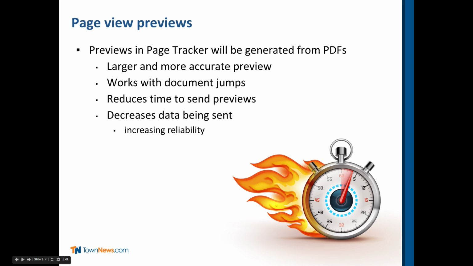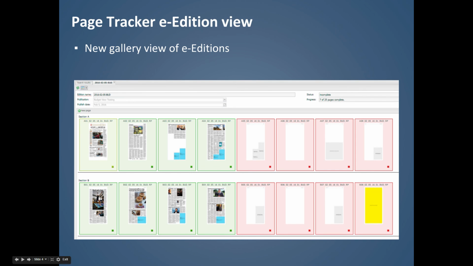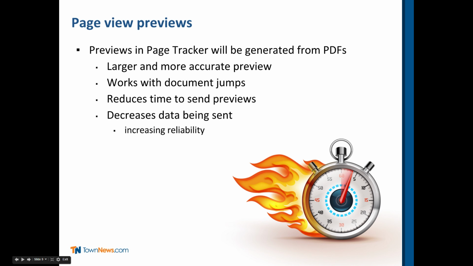If you looked at the prior pages back here when I showed the galley view, out here is missing the document jump section of this page, and that's because at the time these pages were made, those previews came from a JPEG preview, and JPEGs can't include the document jump parts. So moving forward with this new PDF for Page Tracker previews, we'll be able to see the document jump areas.